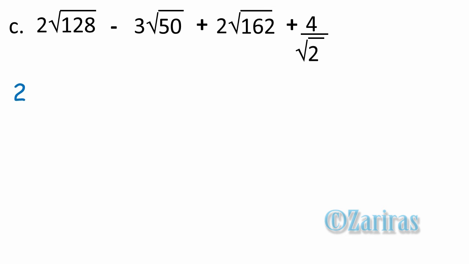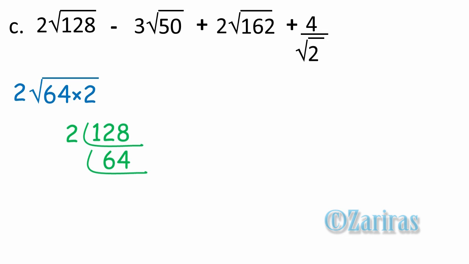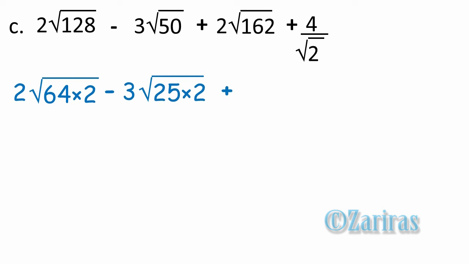So let's see first 128. I think 64 into 2 is 128. It's a big number, so let's see here. 64 into 2 is 128. We can see 64 is 8 into 8, so we don't need to go further, we just finalize 64 into 2. And next we have 25 into 2 for 50. 25 into 2 is 50.